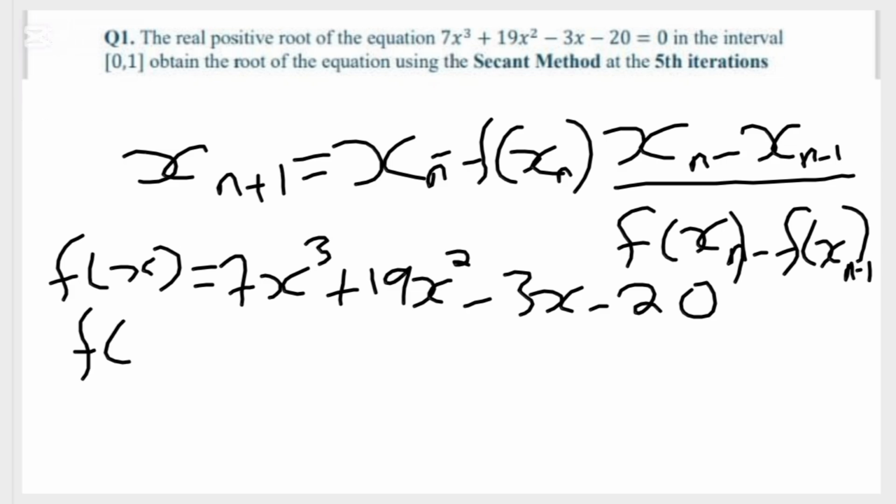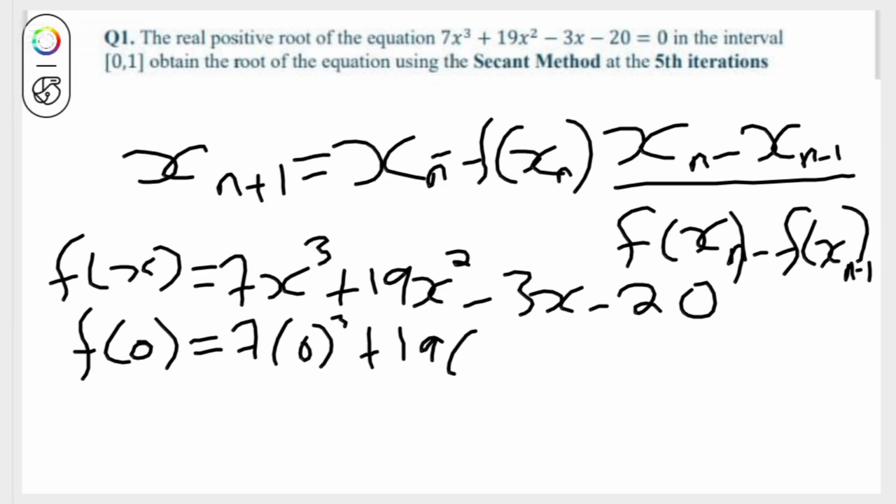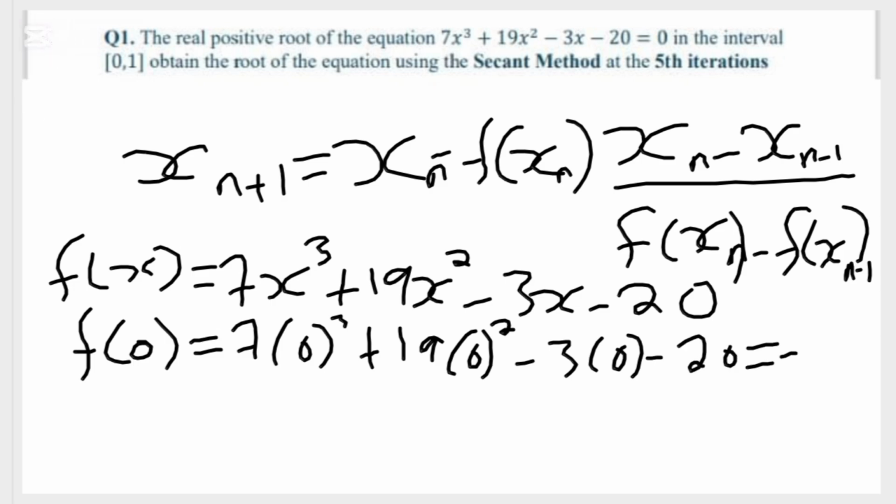So for f of 0, it will now become 7 times 0 raised to the power of 3 plus 19 times 0 squared minus 3 multiplied by 0 minus 20. At the end I will get negative 20. So this negative 20 is for the function of 0, which is f of 0.